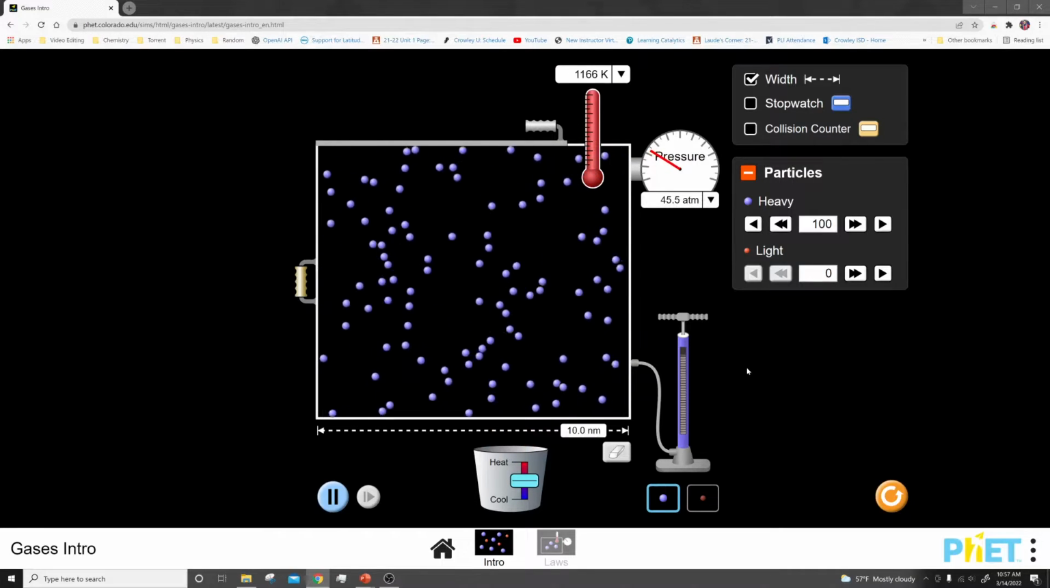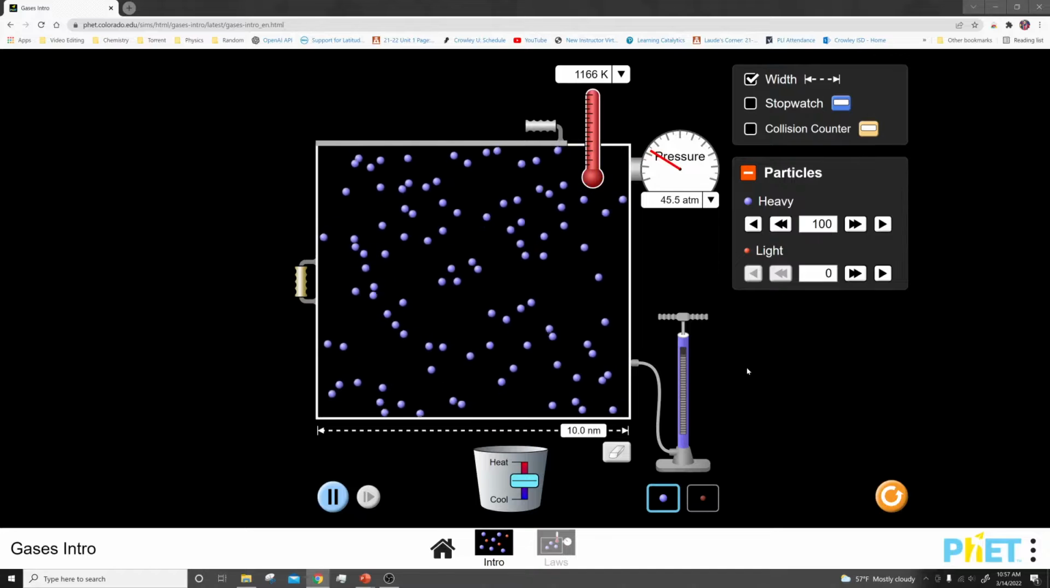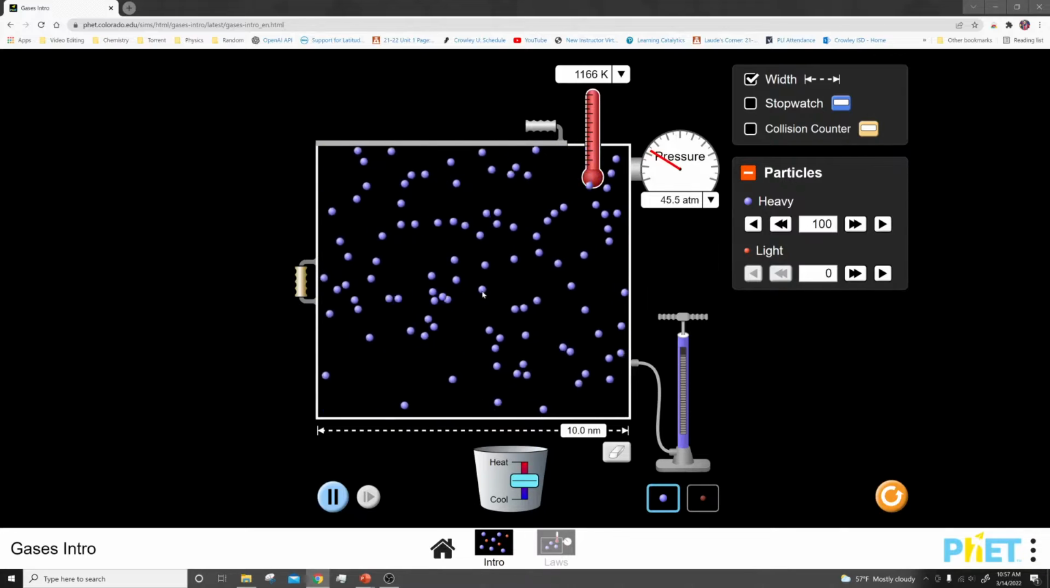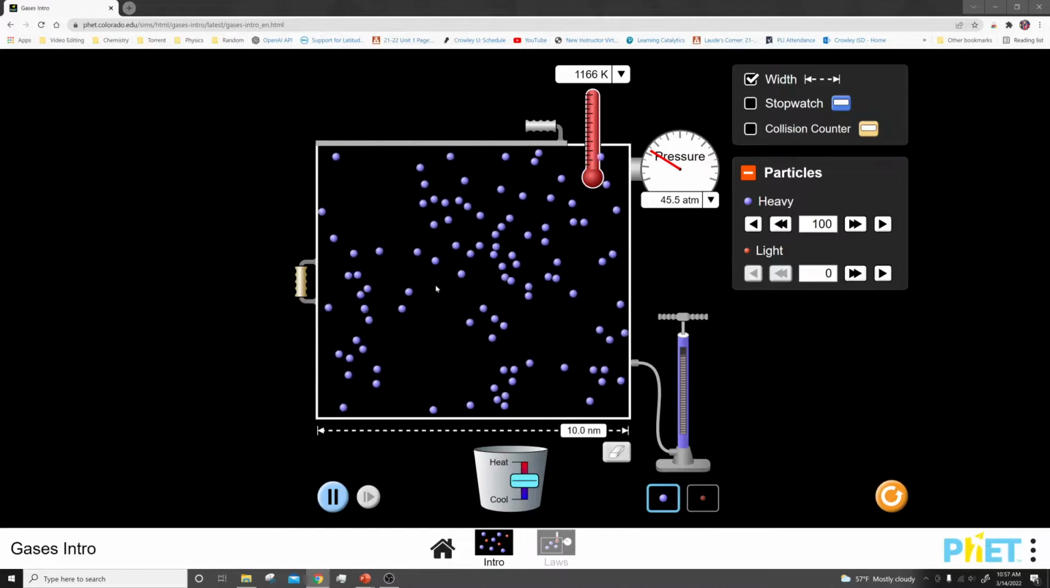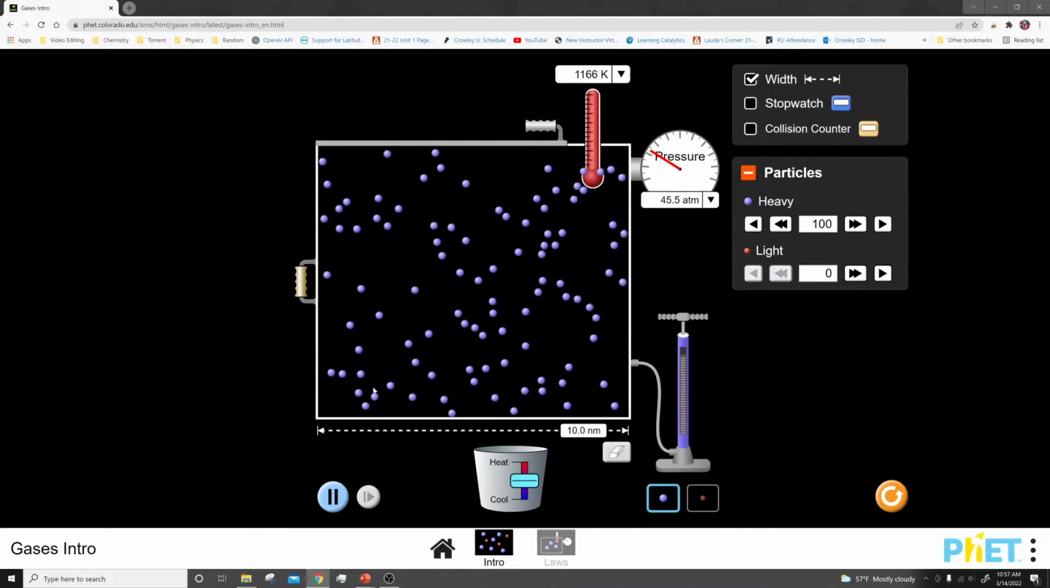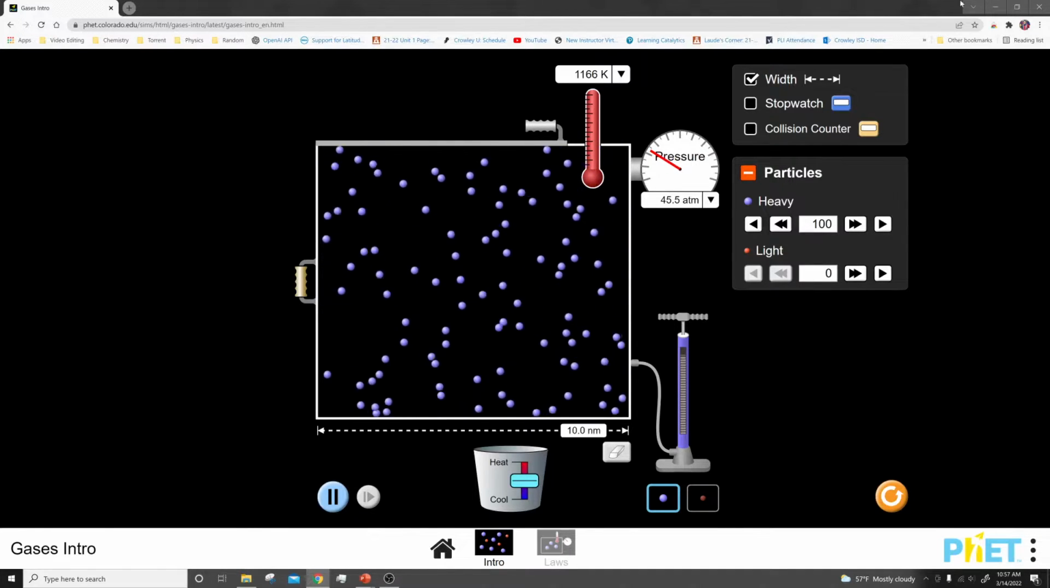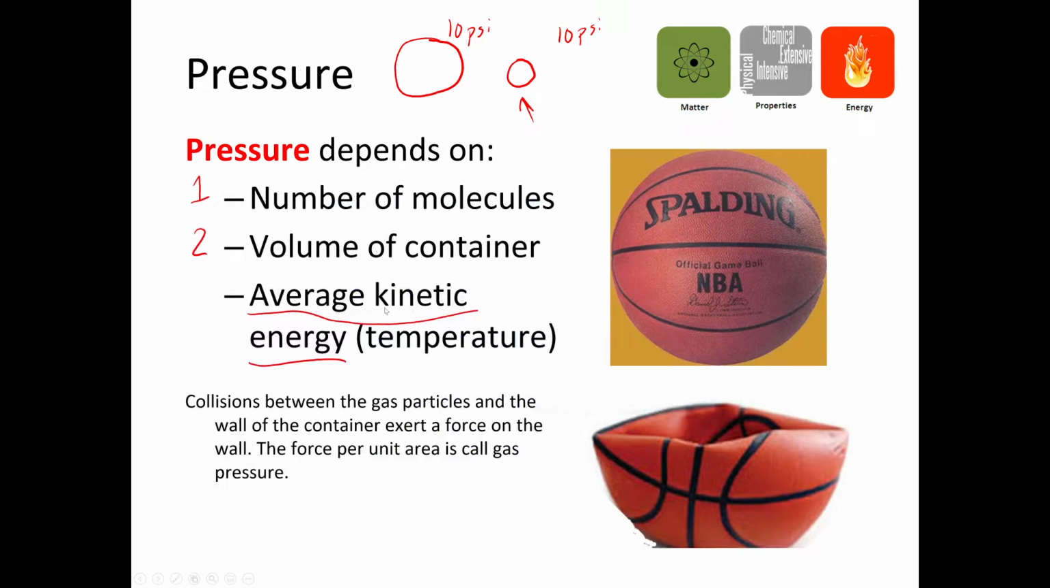And that's what you want to understand about pressure. Increasing the temperature will increase the rate that the gas molecules are moving. And as you increase the rate that the gas molecules move, you're also increasing the pressure. So average kinetic energy, that's the same thing as temperature. And if the temperature goes up, the pressure goes up.